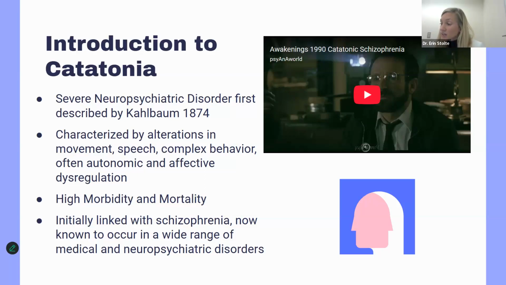Untreated catatonia has one of the highest morbidity and mortality rates of all pediatric psychiatric illness, with a 60 times increased risk of premature death. It was initially linked with schizophrenia, but is now known to occur in a wide range of medical and neuropsychiatric disorders. The film that I started with, Awakenings, was speaking to catatonia due to an influenza outbreak of encephalitis lethargica.